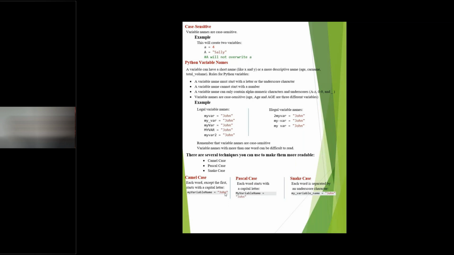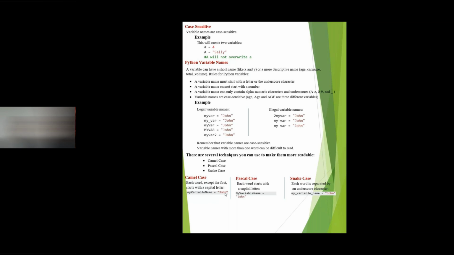The second rule is variable name cannot start with a number. A variable name can only contain alphanumeric characters. That means it can be a combination of alphabets and numerics, but the start should be an alphabet, and the only allowed character is underscore. Variable names are case sensitive. Like here, age, Age, and AGE are 3 different variables. Got it? These are the examples.